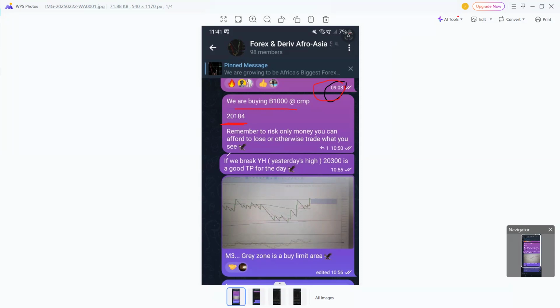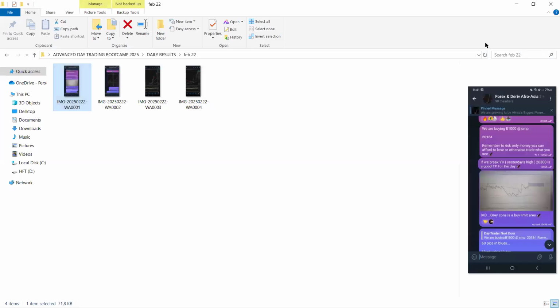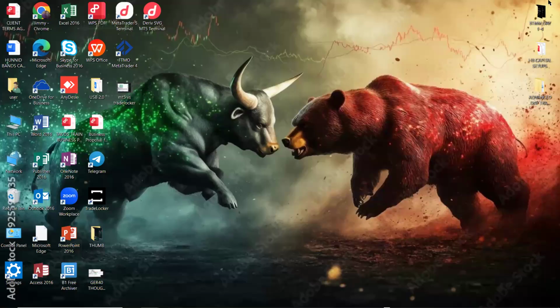And this was just a trade management note. If we break yesterday's high, price could potentially get to 20300, a good TP for the day. You can see this is where I shared my chart as well. So we're just going to quickly jump into MT5 so that I can show you guys how my chart was looking.